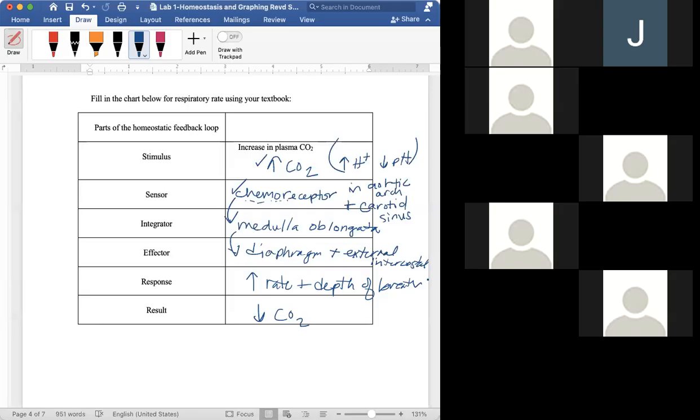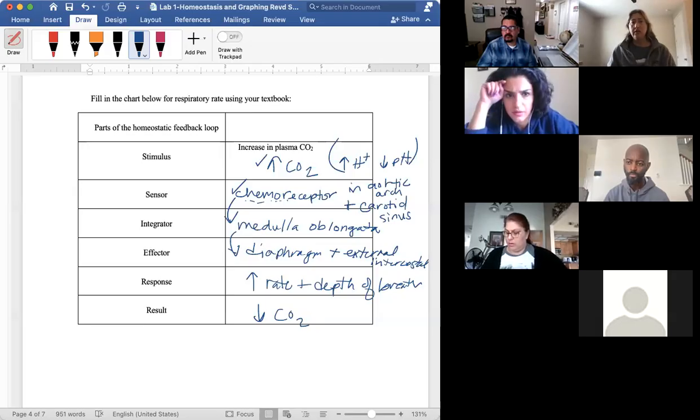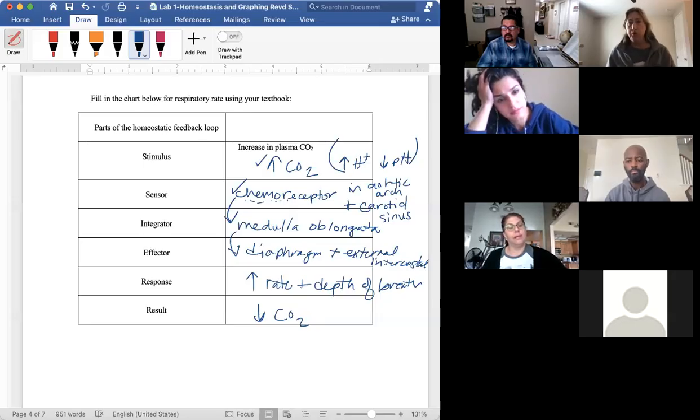Professor, I have a question. For the effector, if I put intercostal muscle, it's wrong, right? I have to mention external, correct. Yes, you're correct, because internal intercostals are used when you're forcing air out. When you're doing that, you're using the internal intercostals and they're contracting and pulling the ribs down.